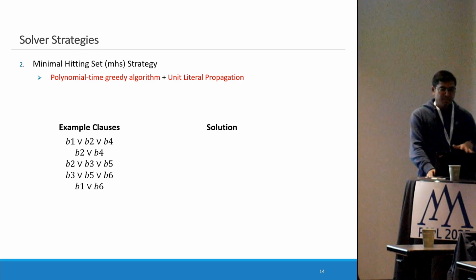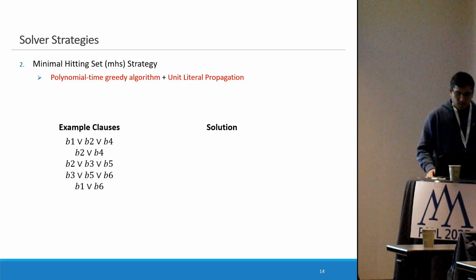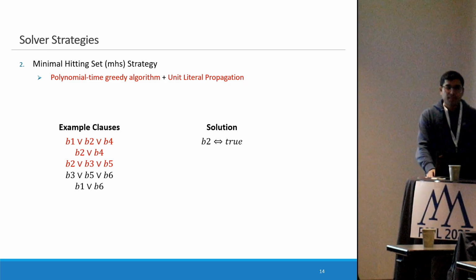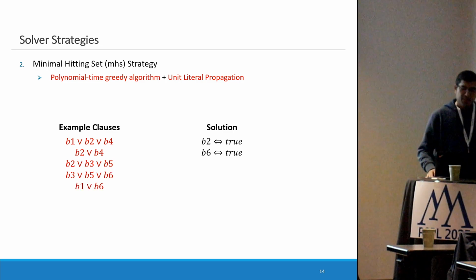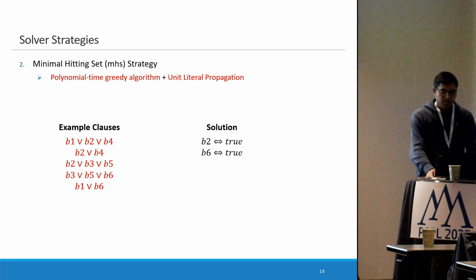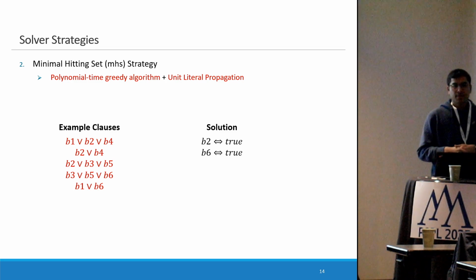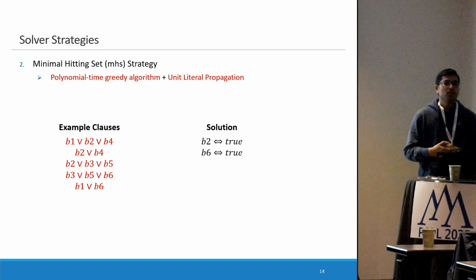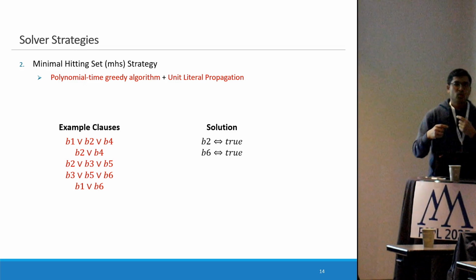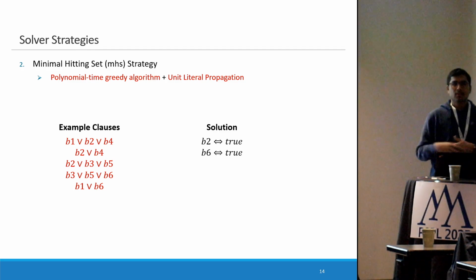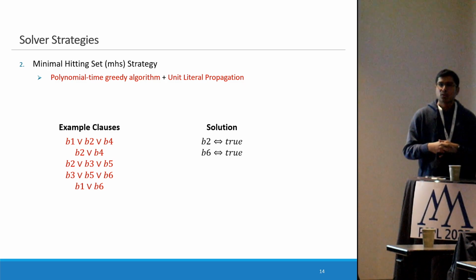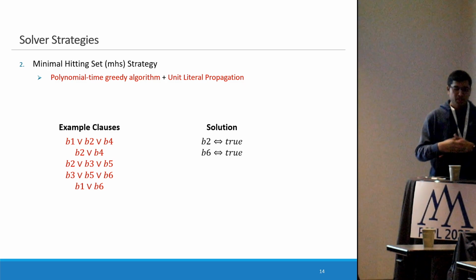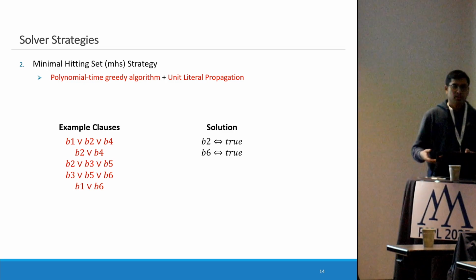Let's say with the same set of examples, like 5 clauses, if we set B2 to true, we satisfy the first 3 clauses. If we set B6 to true, the next 2 are satisfied. So basically, we have a solution. Why it is useful is because maxset is costly, and we might go for multiple iterations over generating different repair components. So instead of using maxset every time, we use MHS, but MHS need not produce the best optimal solution.